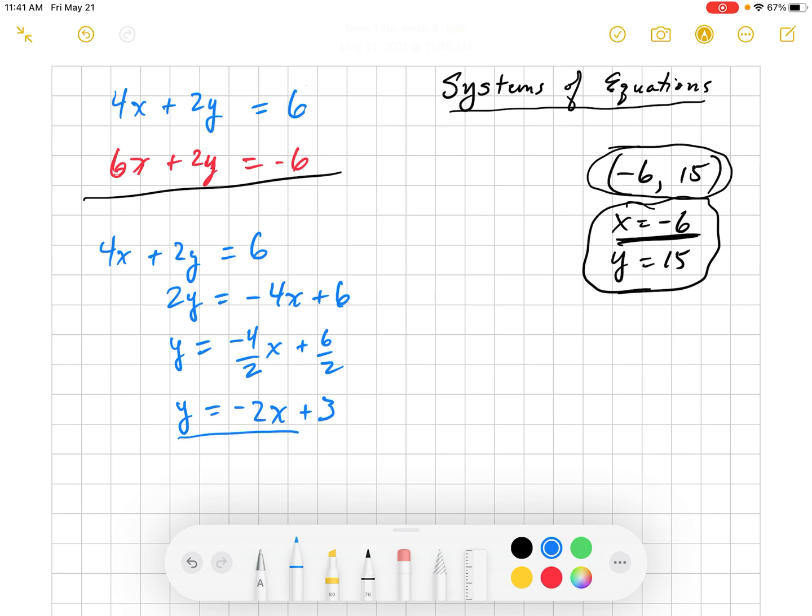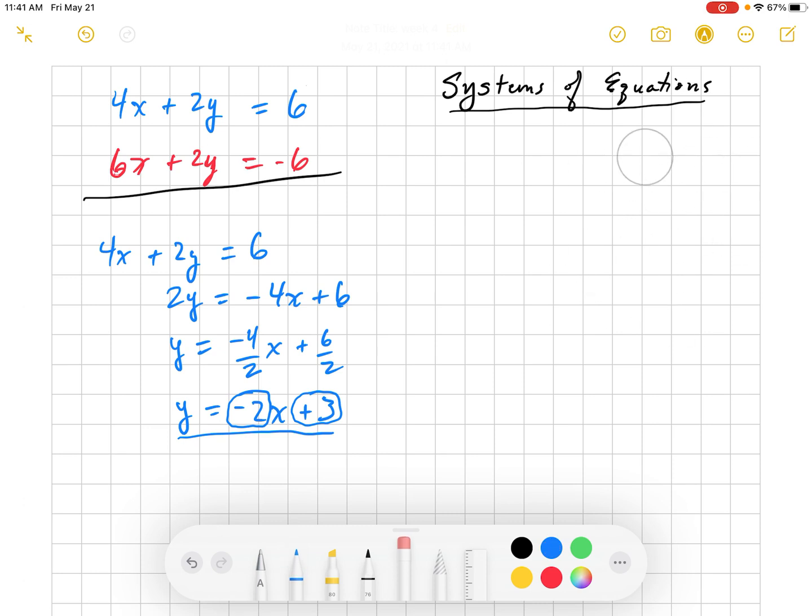There is our equation in slope-intercept form, and if you remember, that tells us our slope is negative 2, and that it's going to intercept the y-axis at 3, at y equals 3. So we have an equation that we can make sense of. Now let's look at the other one as well. I'm going to move this out of here for a second and make some room.